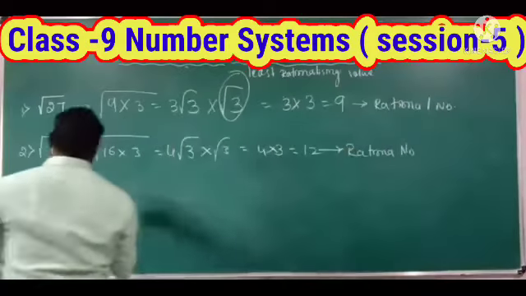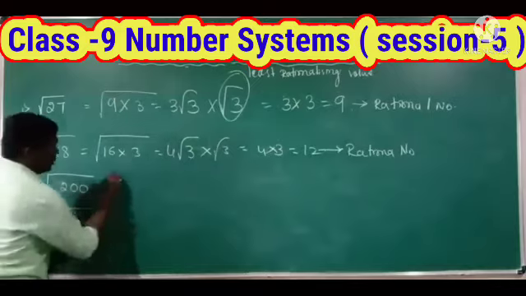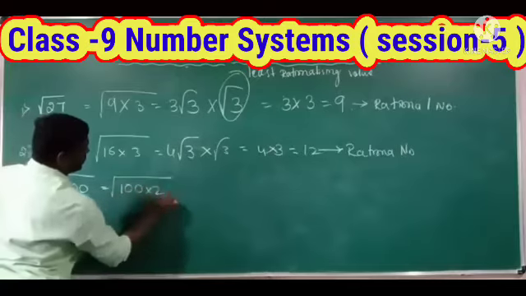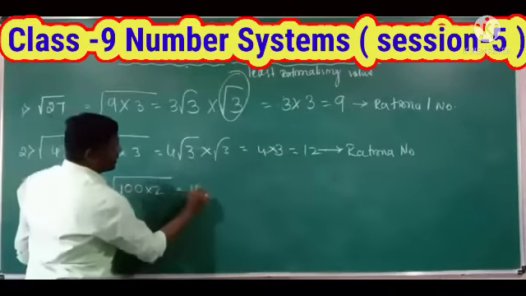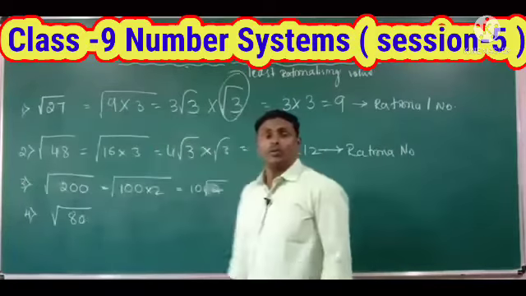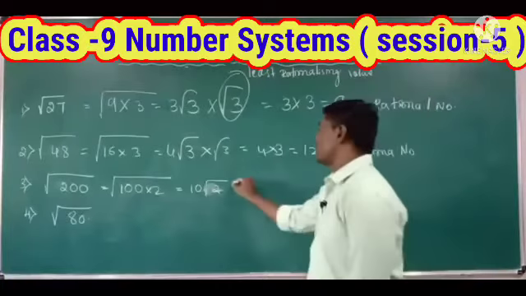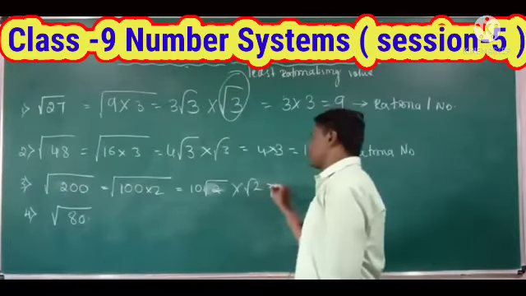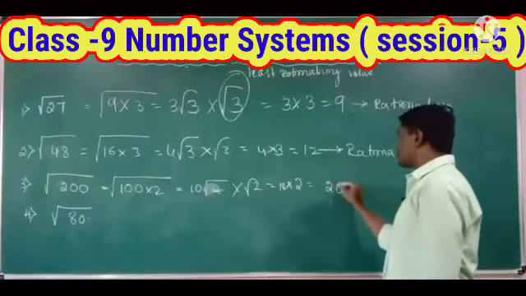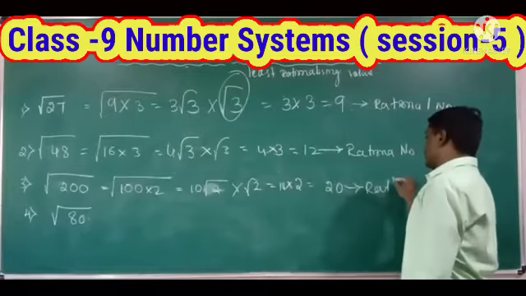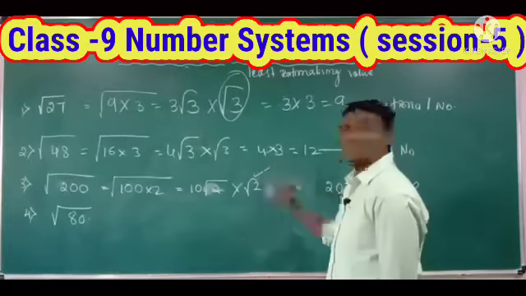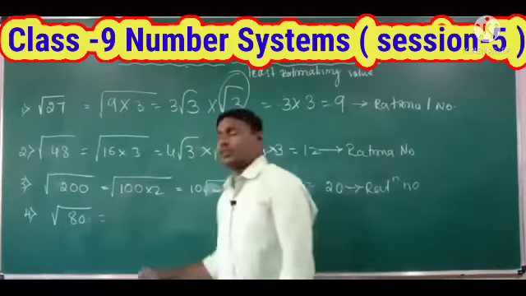Next one. See the third question, root 200. Split it: the square root of 200 can be split as 100 into 2. The square root of 100 is 10, so we get 10 root 2. What is the least rationalizing factor? What do we need to multiply here? Root 2. Root 2 into root 2 is 2, remaining 10 as it is. 10 twos are 20, so 20 is a rational number. The least rationalizing factor is root 2. Similarly, simplify this one.